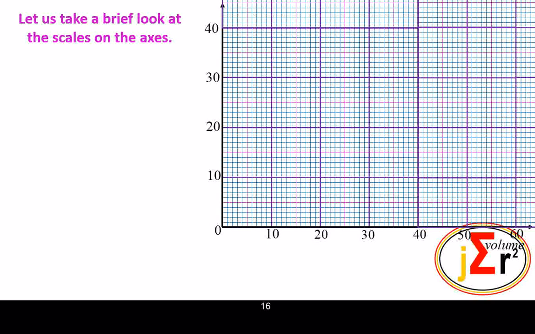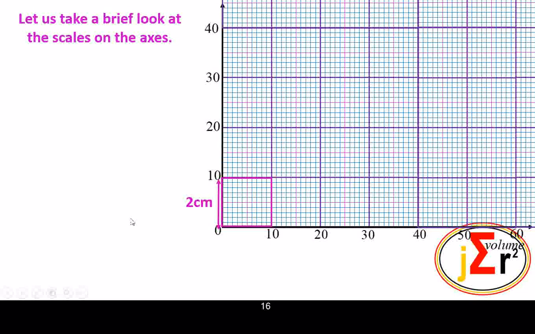I designed it myself. So let us take a brief look at the scales on the axes. As you can see it is very, very clear. It cannot be clearer. So what we have there, as you can see, is that for each 2 centimeters length, it goes up by 10. So 2 centimeters, 10 units. 2 centimeters, 10 units, because it goes up by 10 each time. So 10, 20, 30, 40, going up by 10 each time for each block of 2 centimeters.